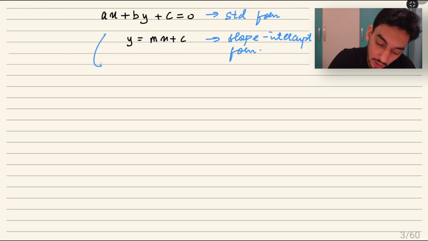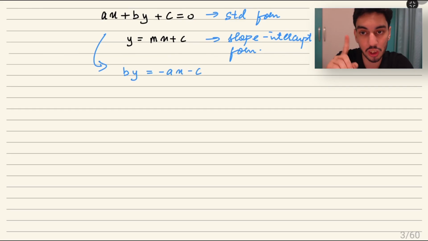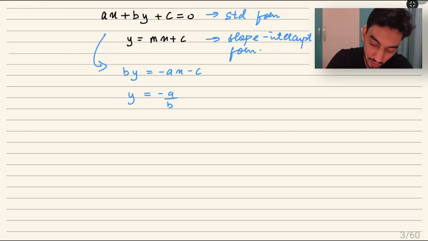Now can I convert anything from the standard form to the slope intercept form? Absolutely yes. How do I do it? I'll just show it to you here. Just keep the by over here, send the ax and the c to the other side, so it becomes negative ax minus c, because side change, sign change. Divide everything by b, so y is equal to negative a over b x minus c over b.